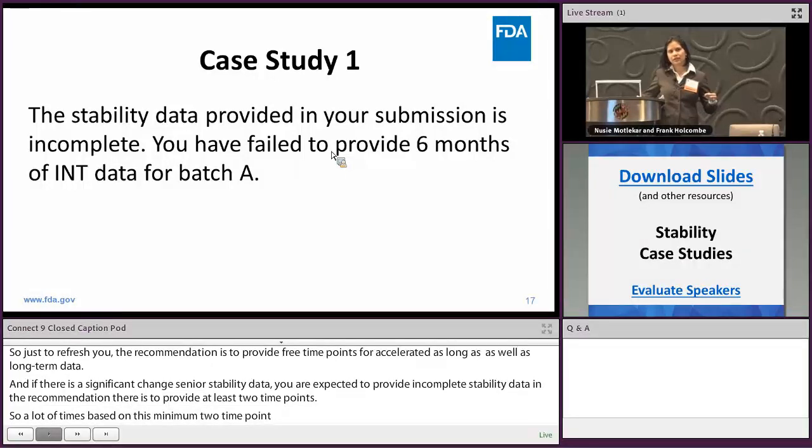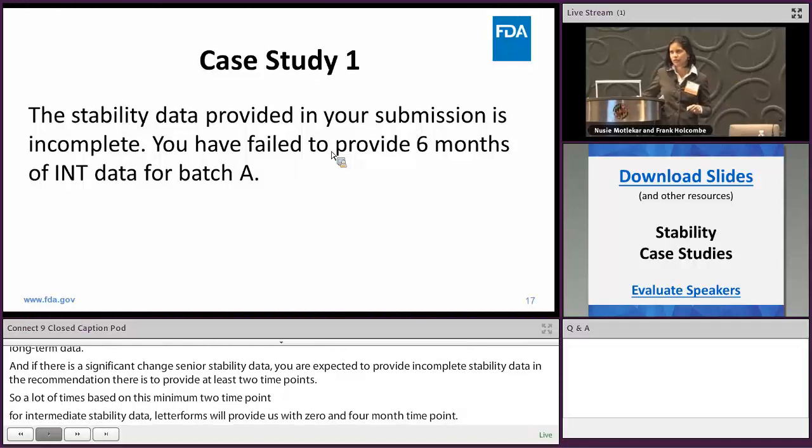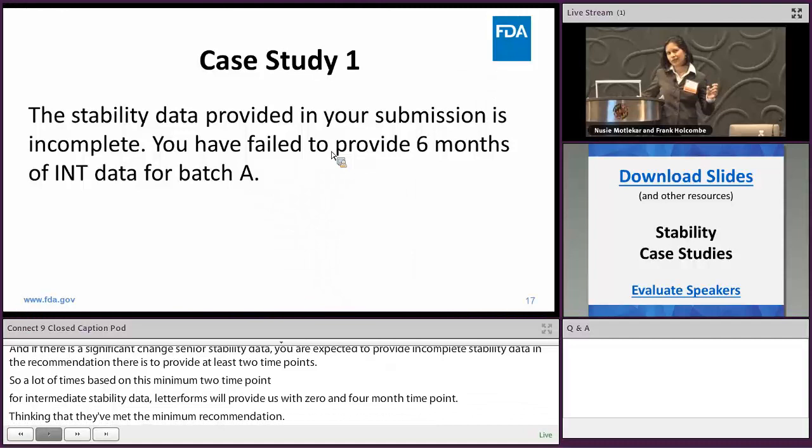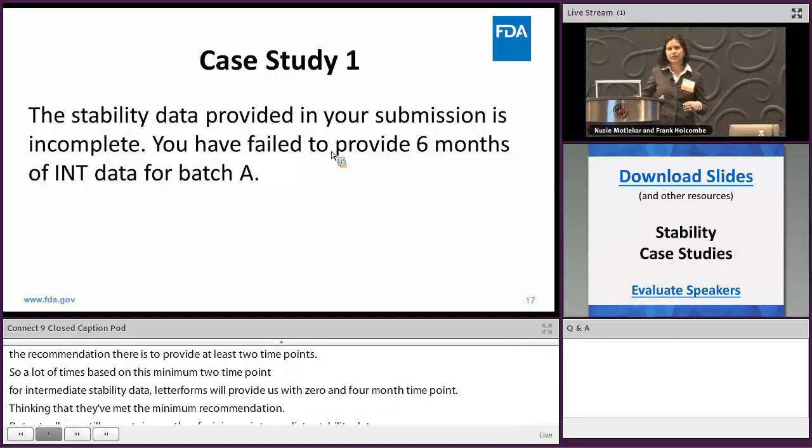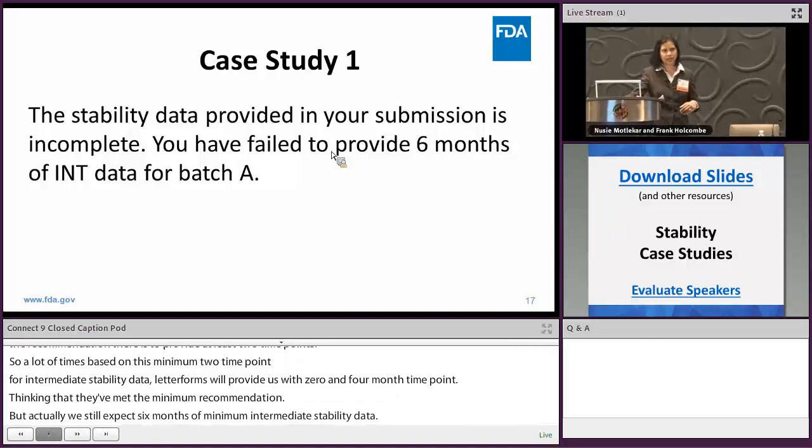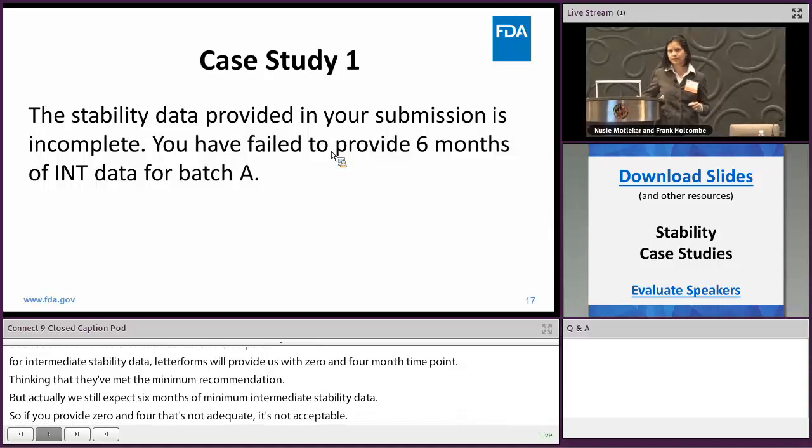But actually, we still expect 6 months of minimum intermediate stability data. So if you provide 0 and 4, that's not adequate, it's not acceptable. So at a minimum, we would like to see 0 and 6 month time points for intermediate stability data.